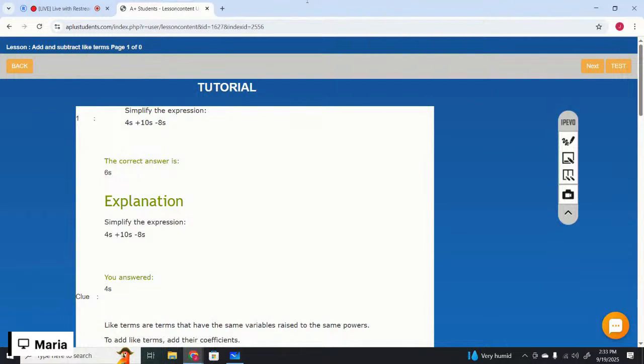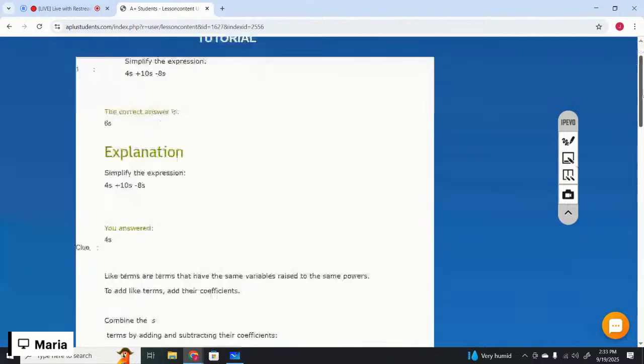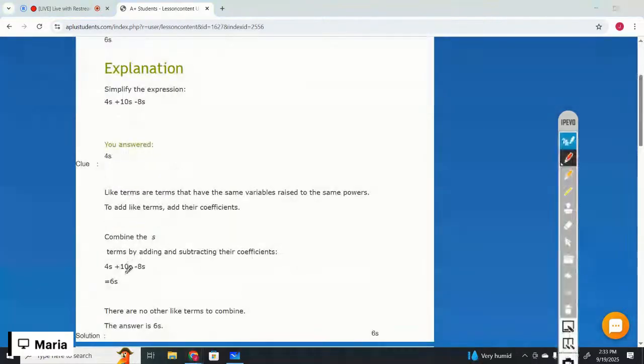Simplify the expression 4s plus 10s minus 8s. 10s plus 4 is 14s minus 8s. So 14 minus 8 is 6, that is 6s.